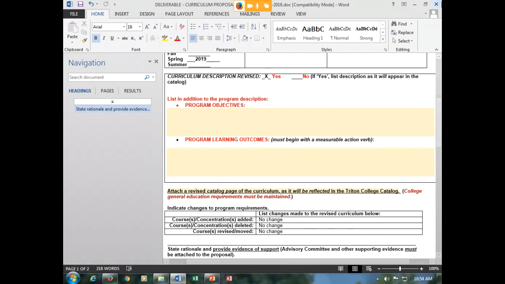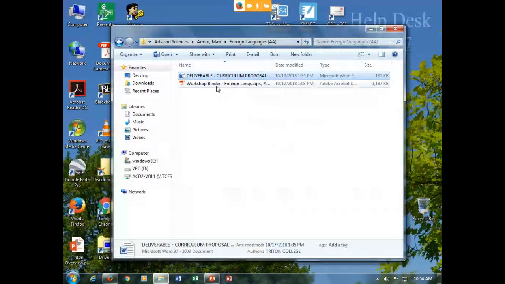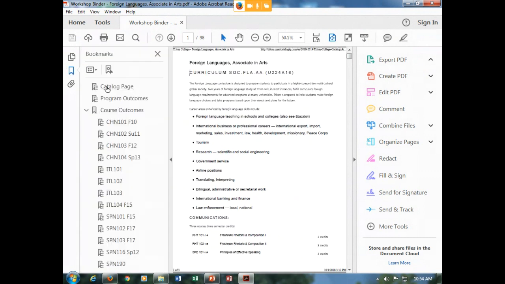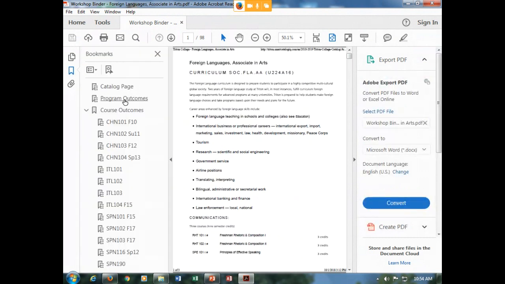Okay, so that form is there for you, as well as, in this workshop binder, all of your catalog pages, and they're bookmarked, right? There's the catalog page and your program outcomes, if they exist. So when I asked you to send them, this is what that became. If there are existing program outcomes, they are here.